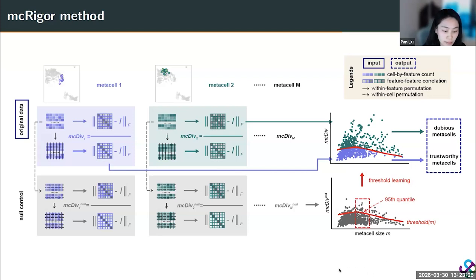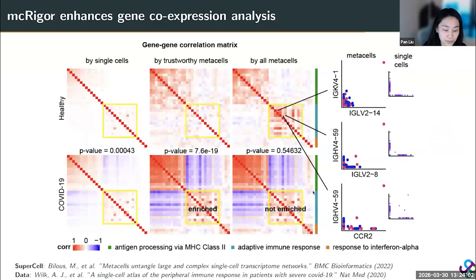And we also noticed that this MCDIV null derived threshold would depend on the metacell size. That is, our threshold is determined as the 95th quantile of MCDIV null conditional on the metacell size m. So this is the pipeline of the first functionality of our mcRigor method, which is to identify the dubious metacells.